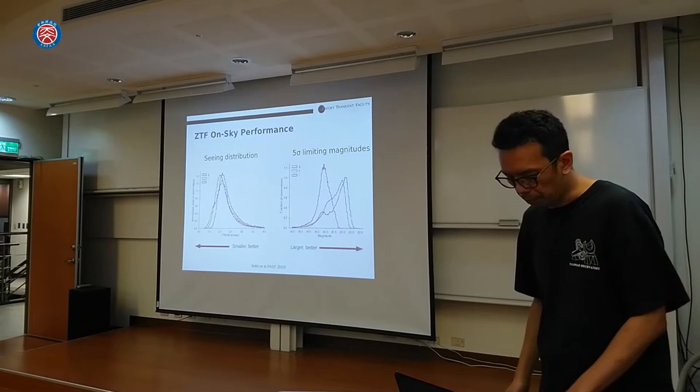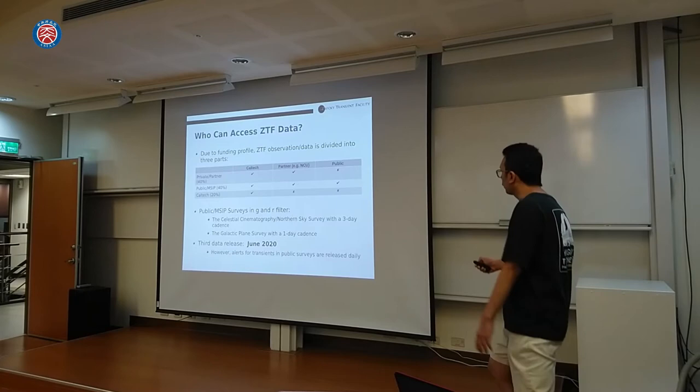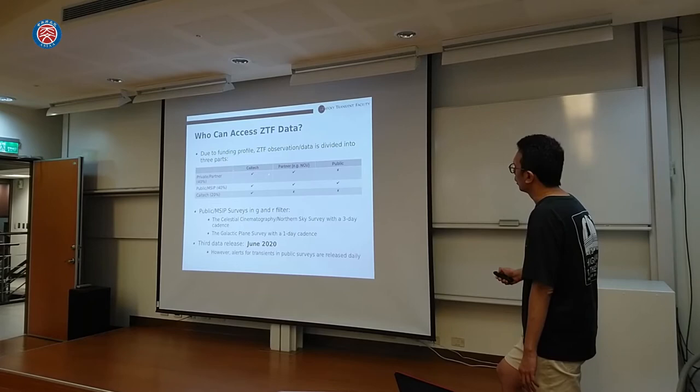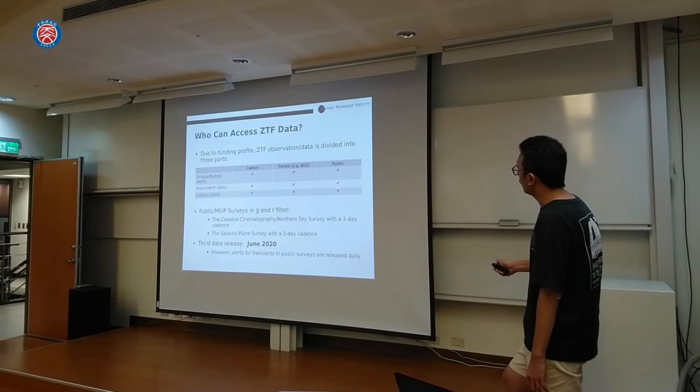Because of the NSF funding, we have private funding, and also Caltech, so the ZTF observations or the data are divided into three parts: the Caltech time, the partner time, including NCU or Taiwan, and the public time. The partner time is 40%, and the public, the one for the MSIP program, is 40%. This data is publicly available, and then the Caltech time is 20%.